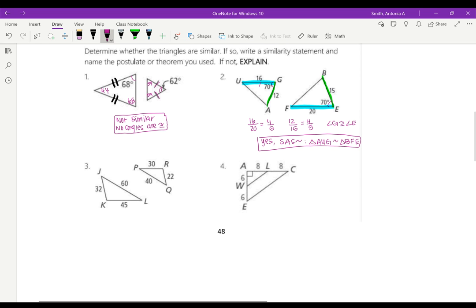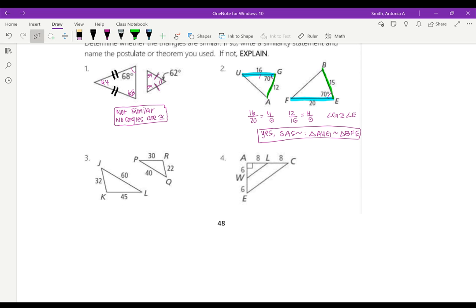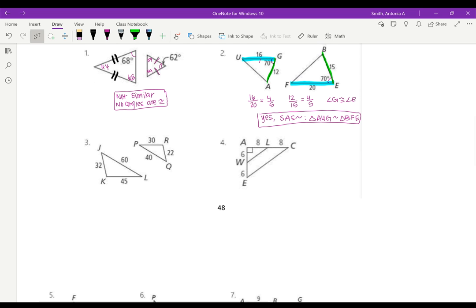Let's look at number 3. Number 3, I don't have any angles, so I know I'm not using side, angle, side, or angle, angle. I want to check for side, side, side. See if my ratios are the same for all 3 pairs of sides. So I need to match my sides. Because I don't have any angles, what you really want to look for is your biggest side goes to your biggest side, your smallest side goes to your smallest side, and then the middle one goes to the middle one.